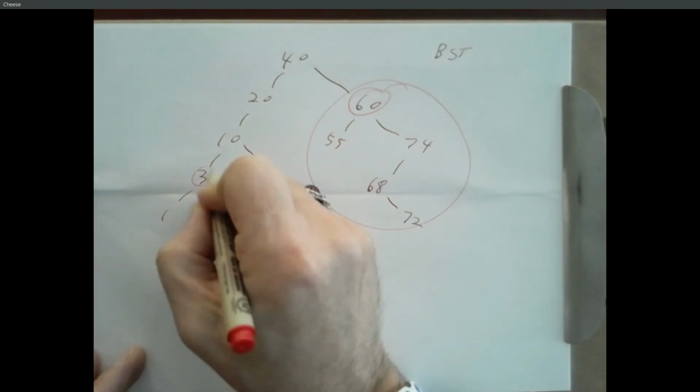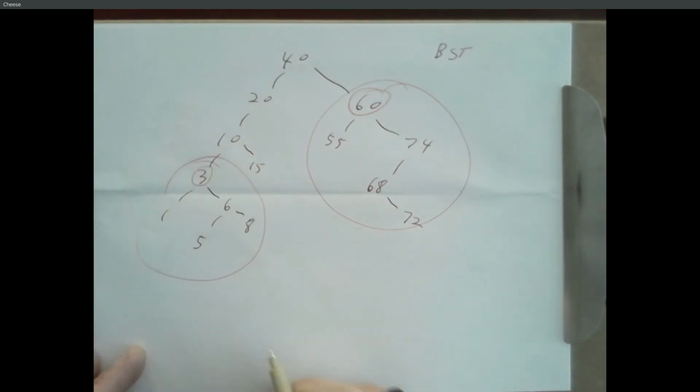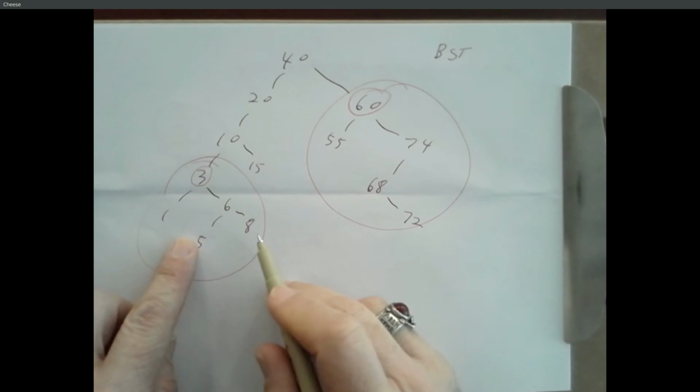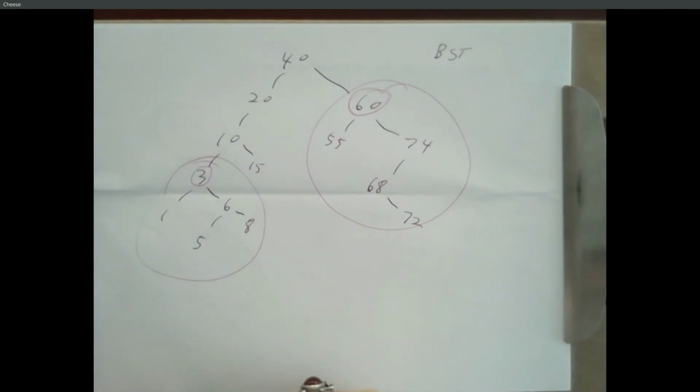This is also the root of a tree. And everything to the left is smaller than 3. Everything to the right is bigger than 3.